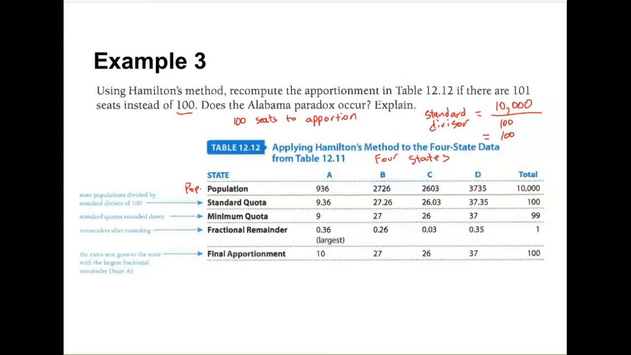All right, and then to get the standard quota, we're going to take our state populations and divide by the standard divisor. So each one of these state populations, if I divide that by 100, that's going to give me my standard quota, right? Divided by 100 and so on. And so again, the standard quota is like how many seats each state could have if we allowed fractional seats, right? But we can't allow fractional seats because there's no such thing as 0.36 of a person.